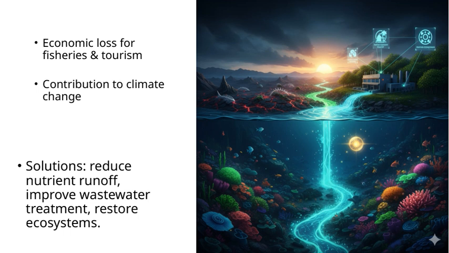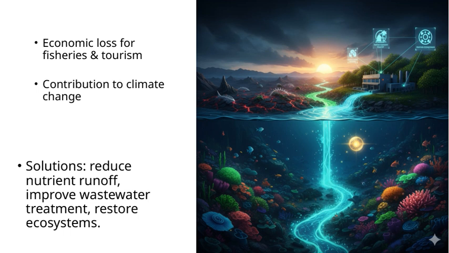Additionally, these problems are interconnected with climate change. Excess nutrients and pollutants often contribute to greenhouse gas emissions, which in turn accelerate climate change, creating a vicious cycle. So, what can we do about it? There are several solutions that can make a real difference.